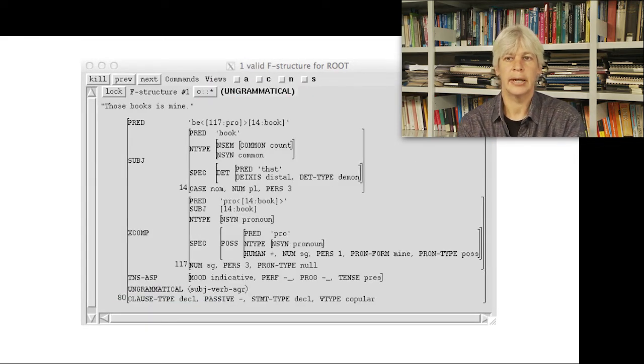Okay, here's another example. The books is mine. This is ungrammatical. Why is it ungrammatical? Well, subject-verb agreement is the problem, as it says down there. So again, the grammar will parse it, but it'll register the fact that this was actually a bad sentence, and it'll tell you why again. And again, you've got all the information. You've got books as subject, and there's a certain type of thing, etc.